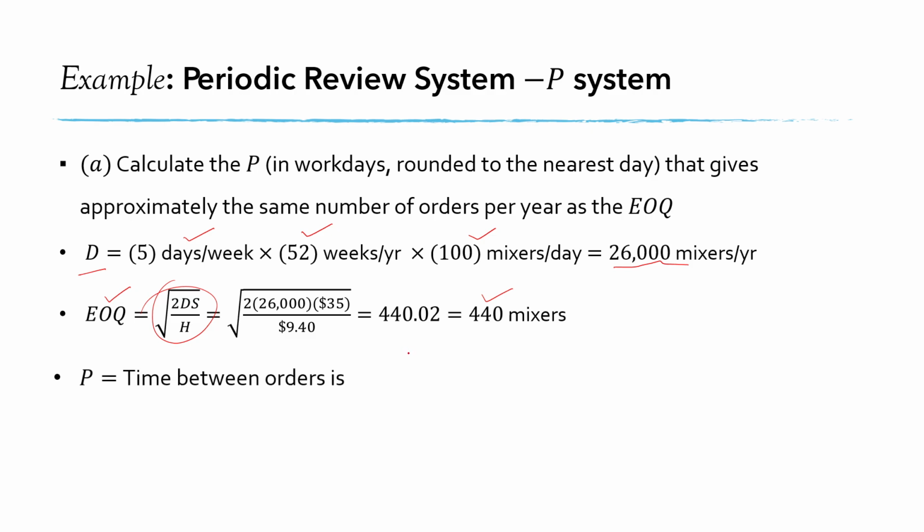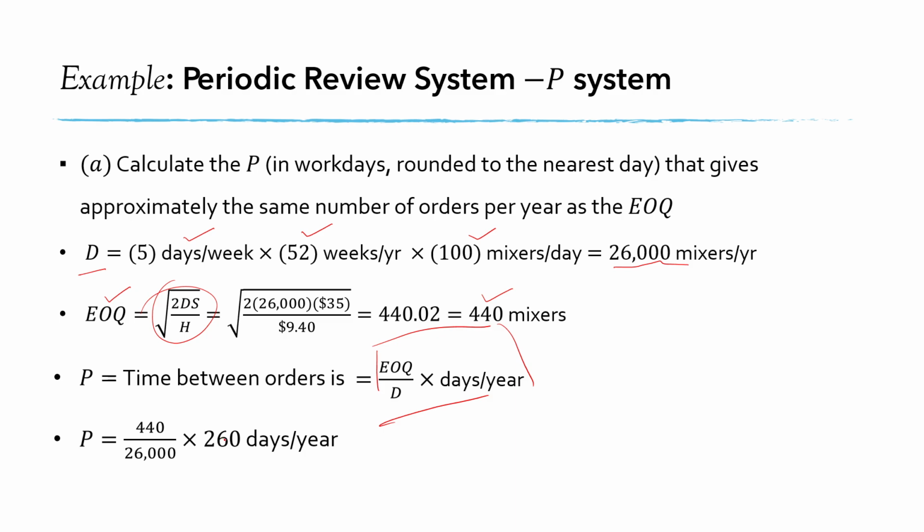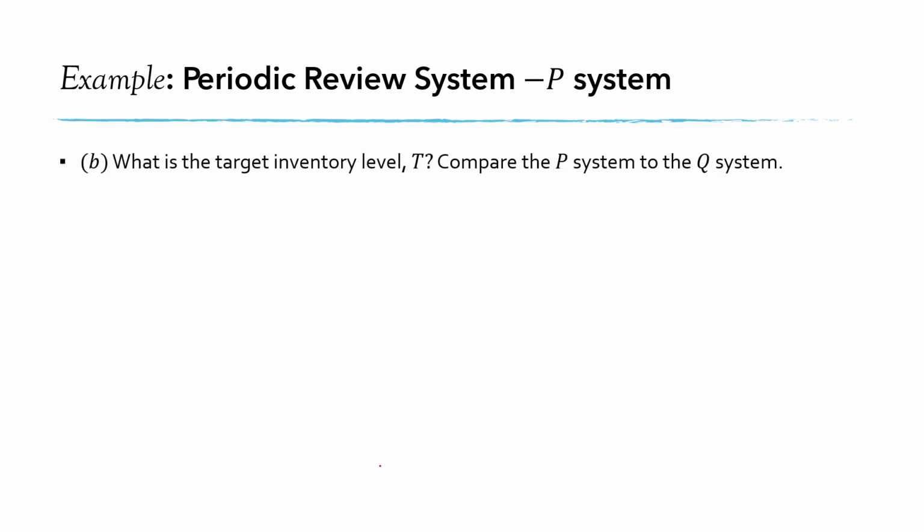The value of P, that is the time between the orders, can be calculated by using the following formula, where EOQ and the value of D are already available, and we have the information of the number of days the business operates in a year. We can plug in these values and the value of P, time between orders, is equal to 4 days. Next, we calculate the target inventory level T and compare the P system to the Q system.